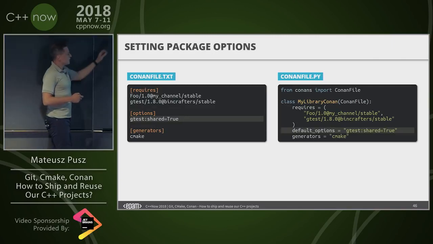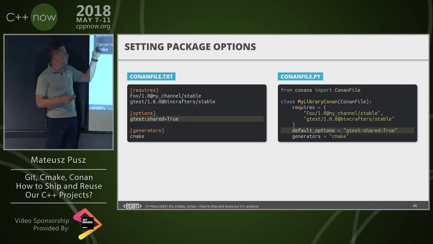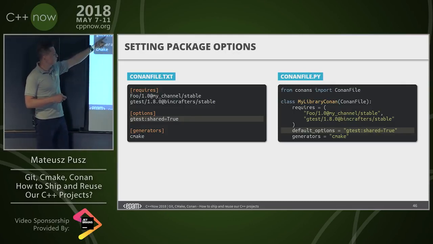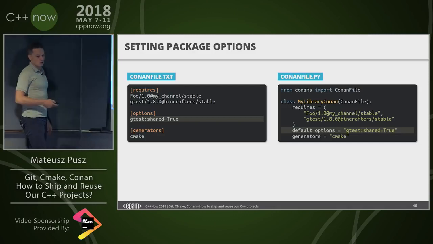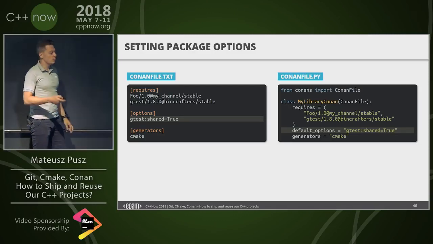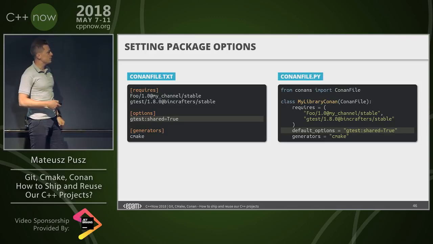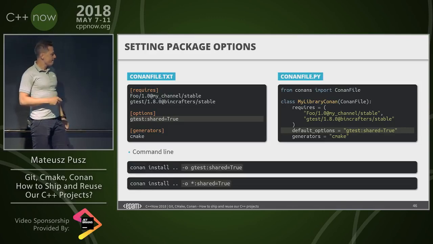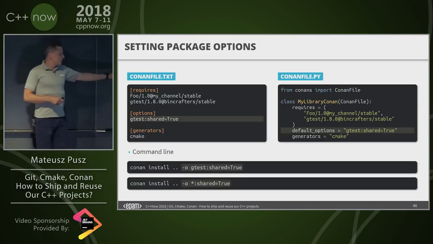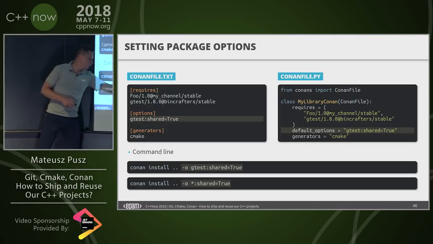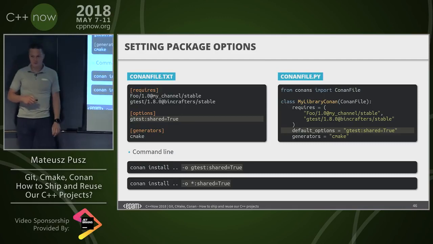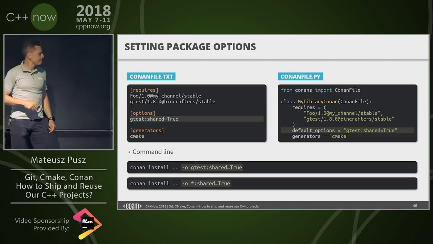When you want to provide some options, like saying you want to build gtest in a shared version, you just provide the option here or here, and then those libraries will be built that way or downloaded that way if available on the server. Or you can also provide those options from the command line with specific syntax. You can also build all the dependencies as shared with star.